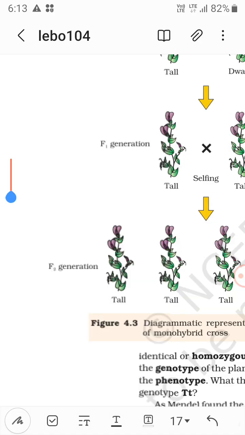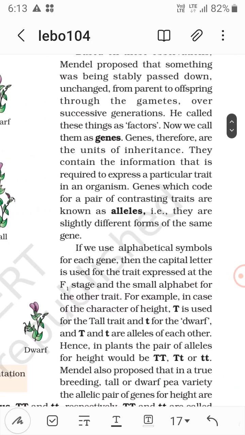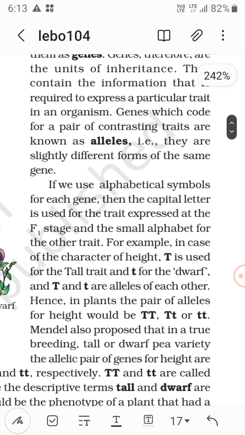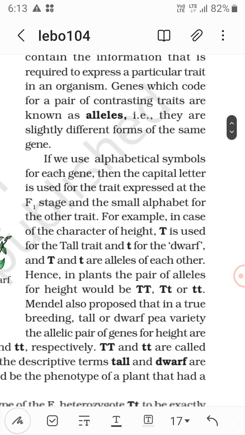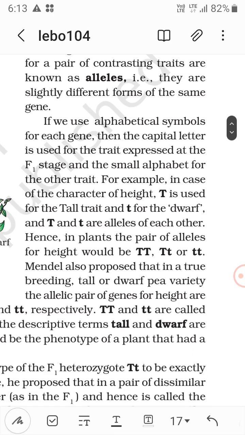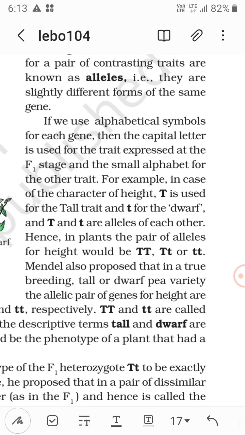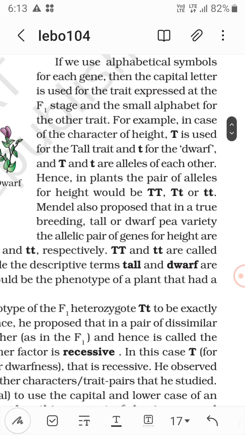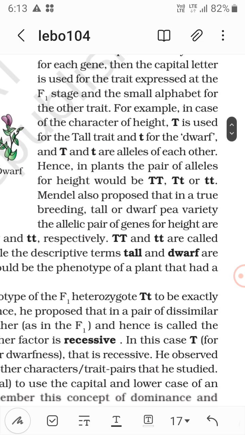For example, if you are looking at the character height, it can be capital T and small t. Capital T for tall and small t for dwarf. So they are slightly different forms of the same gene. If you use the alphabet, capital T is used for the tall trait and small t for the dwarf, and capital T and small t are the alleles of each other. Hence in plants the pair of alleles for height would be capital T capital T, capital T small t, and small t small t.